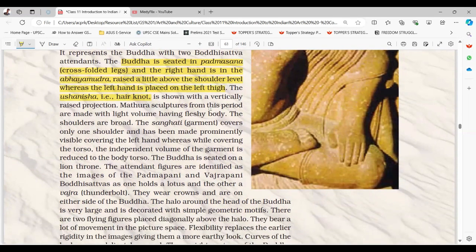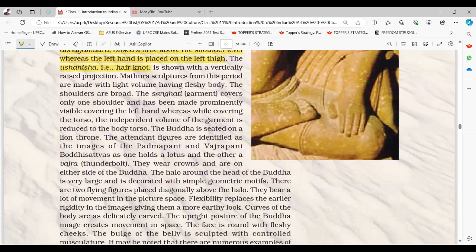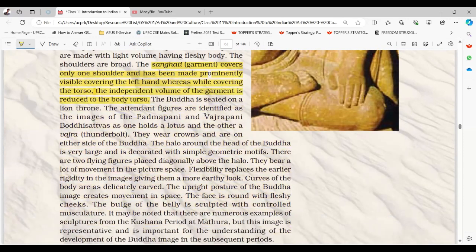Mathura sculptures from this period are made with light volume, having a fleshy body. The shoulders are broad. The Sanghati garment covers only one shoulder and has been made prominently visible covering the left hand, whereas while covering the torso, the independent volume of the garment is reduced to the body torso. The Buddha is seated on a lion throne.